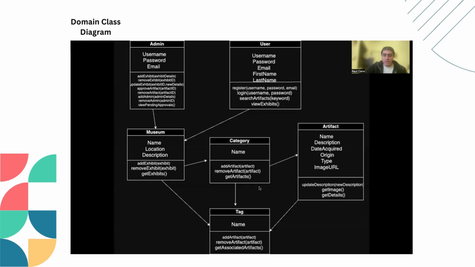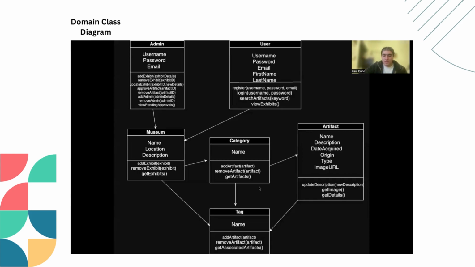And for the artifact class, there is update description, which updates the description of the artifact. Get image, which retrieves the image of the artifact, and get details, which retrieves detailed information about the artifact. And for the admin class, there is add exhibit, which enables the admin to add a new exhibit to the museum collection by providing exhibit details. Remove exhibit, which removes an exhibit from the museum based on a unique exhibit identifier.